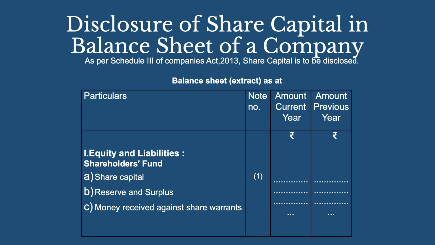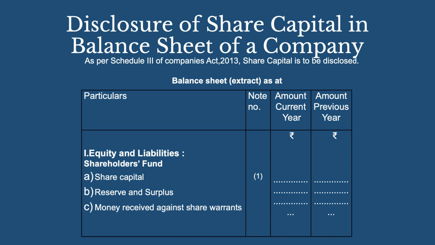As you can see on the screen, an extract of balance sheet has been provided as per Schedule 3 of Companies Act 2013. Balance sheet is prepared in vertical form as provided in Schedule 3 of Companies Act 2013, in which the first main head represents equity and liabilities having further subheads, out of which share capital forms part of shareholders' fund. Further, types are described in a separate part of the balance sheet in the form of notes to accounts that we will cover in the next slide.